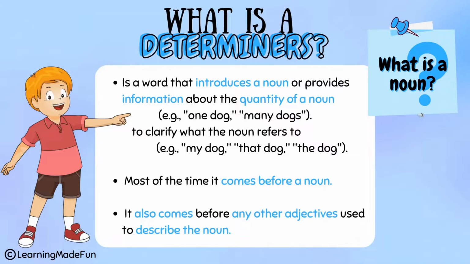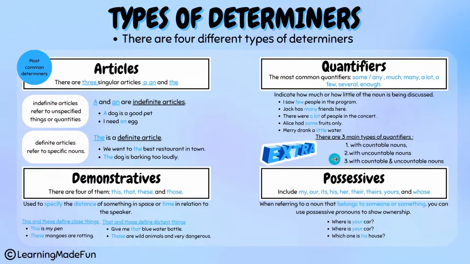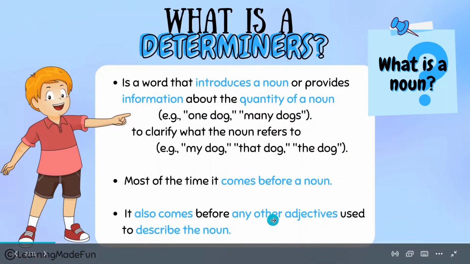So if the noun here is dog, then it tells us one dog, many dogs, my dog, that dog, the dog. So here you can see that the determiner is one, many, my, that, and the in each case. And as you can see, the determiner word always comes before the noun, which is dog. And it also comes before any other adjectives used to describe the noun.